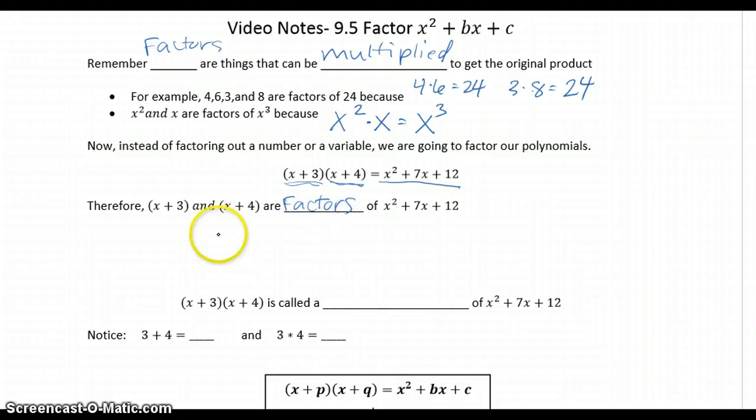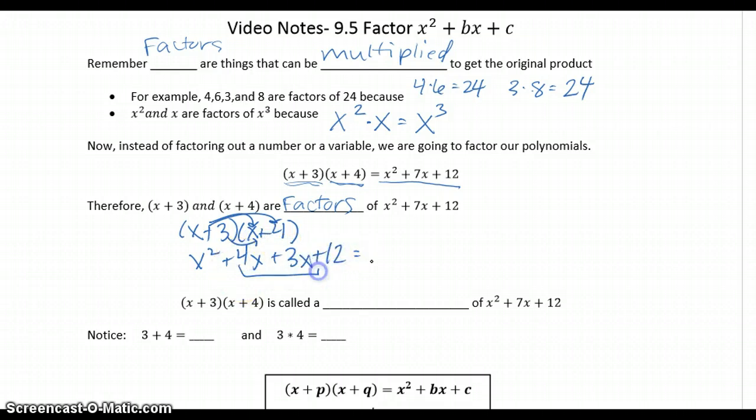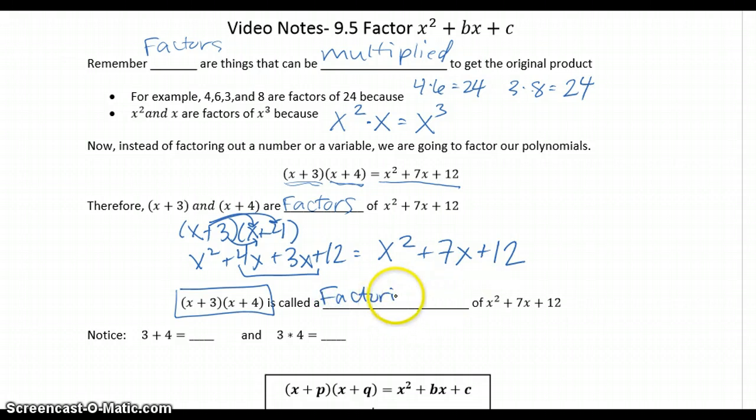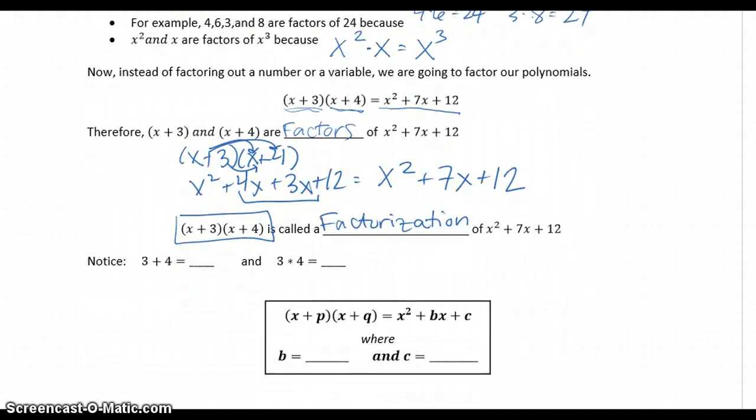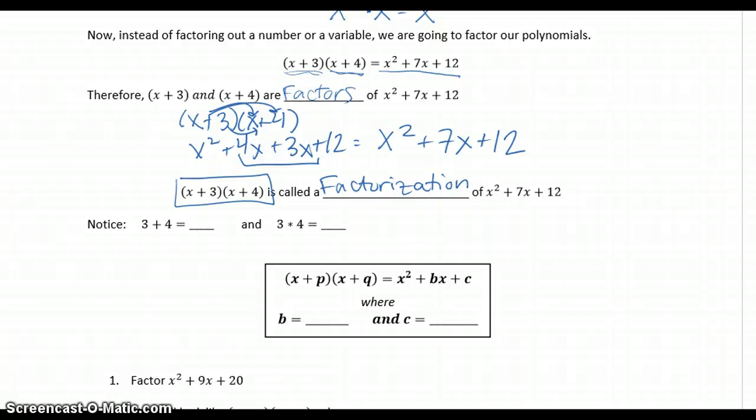We can test this by multiplying it out. We have x plus 3 times x plus 4. We distribute and get x squared plus 4x plus 3x plus 12, which when we combine like terms, we do get x squared plus 7x plus 12. So they are in fact factors. And we call the form x plus 3 times x plus 4 the factorization of the larger polynomial x squared plus 7x plus 12.